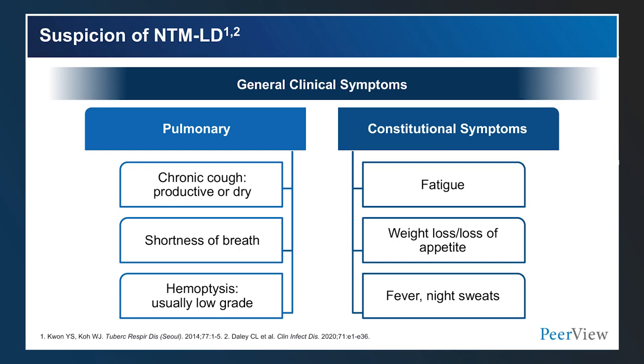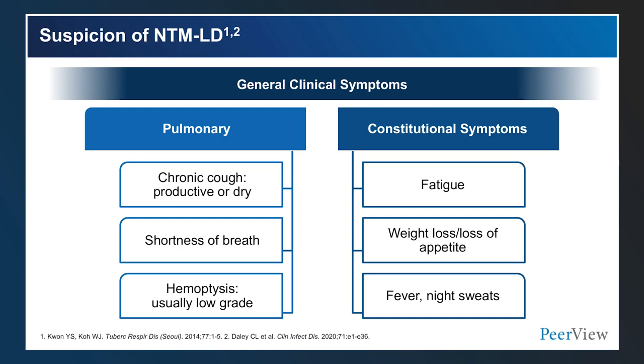I alluded to this earlier, but some of the general symptoms we find with NTM lung disease include, in the pulmonary category, chronic cough. This can be either dry or productive. Not all of these coughs involve copious amounts of sputum. Shortness of breath is extremely common. Hemoptysis is usually low-grade, intermittent, and mild, but it can be more severe. Also, these patients can have pleuritic chest pain. I've had some patients in clinic who present solely with pleuritic chest pain.